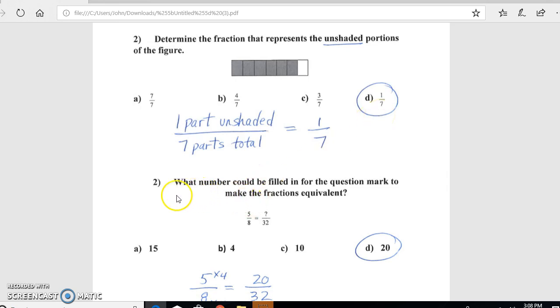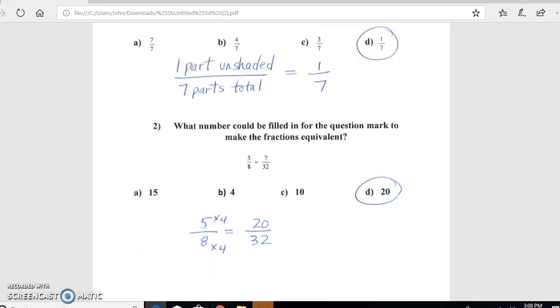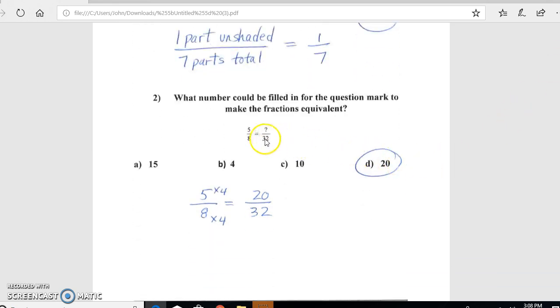And then for number 3, this should be a 3 here. What number could be filled in for the question mark to make the fractions equivalent? And we are given the fraction 5 over 8 equal to a fraction with a denominator of 32, and we have to find the numerator. And so I've rewritten the problem down here. 5 over 8 is equal to some number over 32.